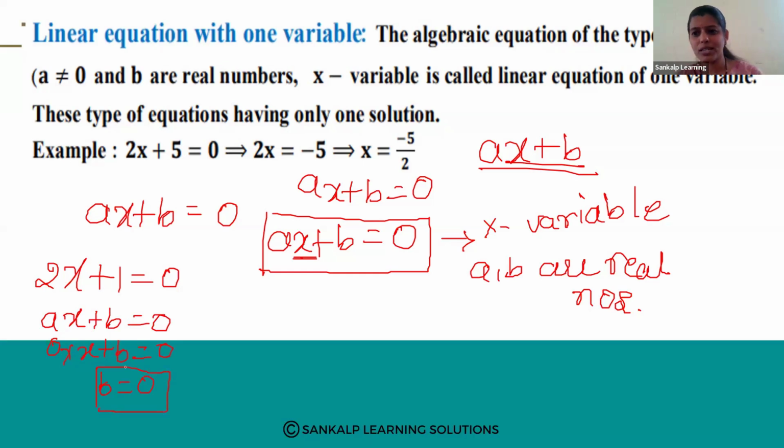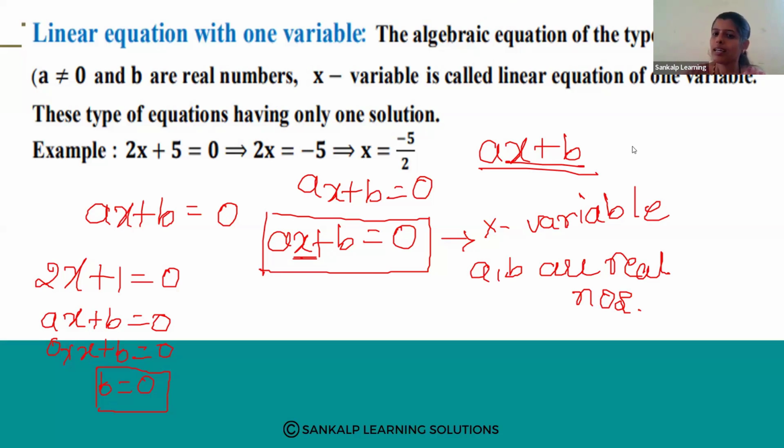Is it a linear equation? No, it is not a linear equation, it is only a term. That means if a becomes 0, we will not get a linear equation. We get only a term. But for a linear equation, we need a is not equal to 0. If it is 0, then it is a term and it is not a linear equation. Therefore, the condition is a is not equal to 0. Yes. So this is a linear equation with one variable.